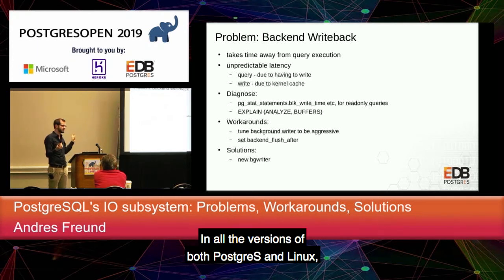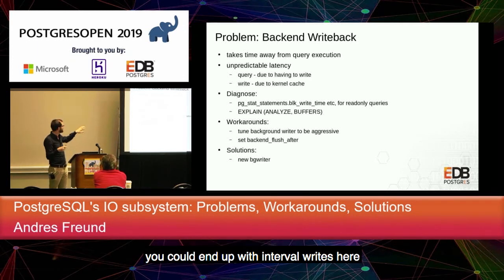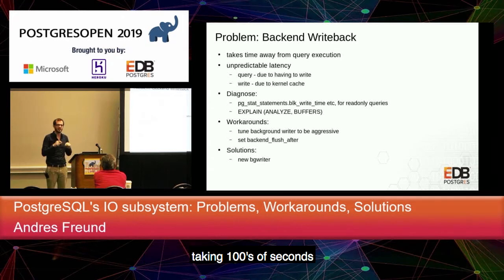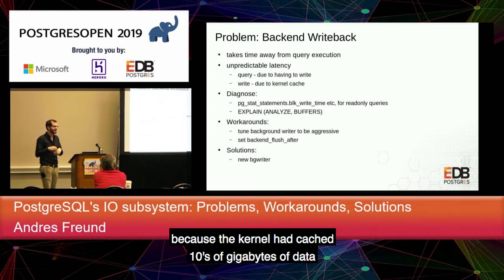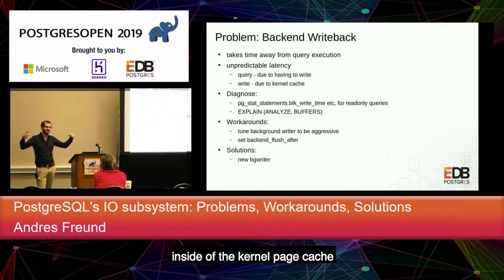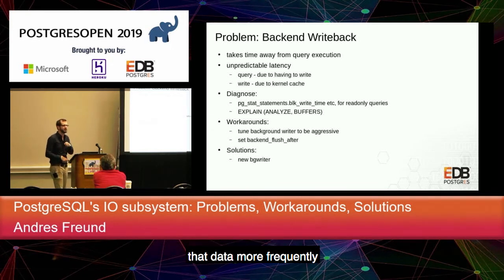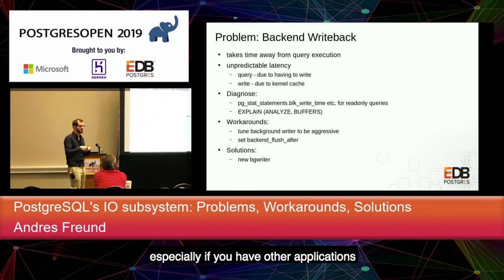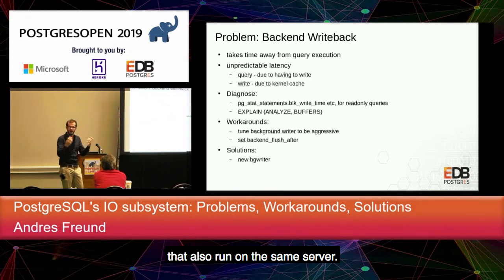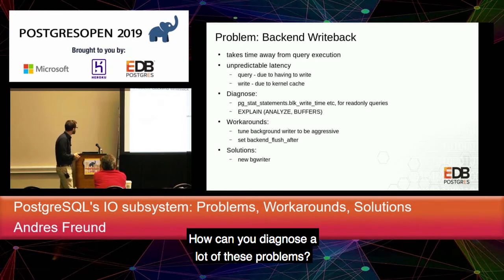In older versions of both Postgres and Linux, you could end up with individual writes here taking hundreds of seconds, because the kernel had cached tens of gigabytes of data inside the kernel page cache, and then at a single write decided, before I can add more dirty data, I have to write out all of that. Obviously, that is terrible, which is why we now try to force the kernel to write back data more frequently, but you still can run into this problem, especially if you have other applications that also run on the same server. How can you diagnose a lot of these problems?